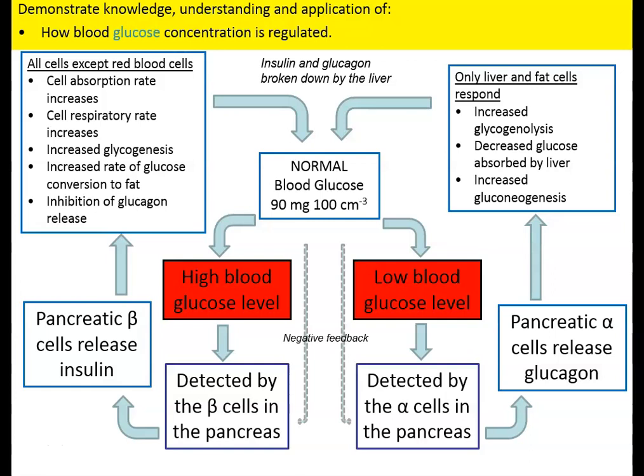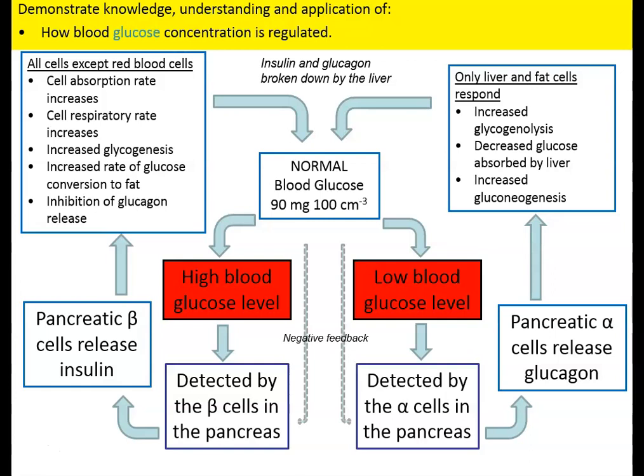So there you've got your normal blood glucose concentration at 90 milligrams per centimetre cubed in the centre. And on the left hand side we've got what happens if our blood glucose level rises, and so we have the secretion of insulin, and on the right hand side our blood glucose level has decreased and we have the secretion of glucagon. So let's look at the insulin side first, the high blood glucose level.